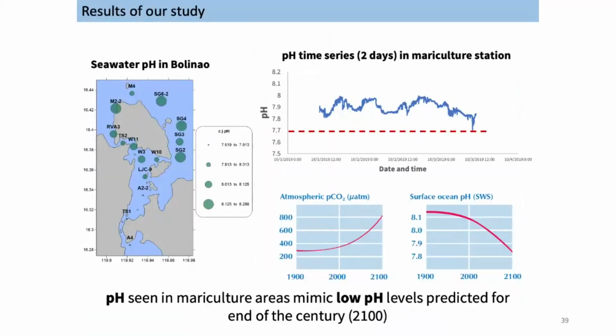On the left is another plot of pH distribution in Bolinao-Anda. What is alarming is that pH values have gone down to pH 7.7, which we see in the time series on the upper right. pH 7.7 is quite acidic compared to oceanic pH of around 8.2. Moreover, the pH we are now seeing in Bolinao mimics the low pH predicted for the end of the century or in 2100.